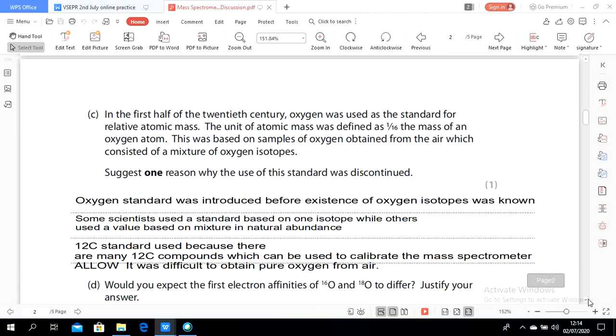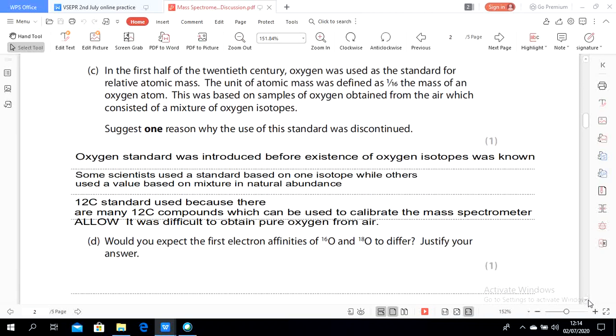And then next, in the first half of the 20th century, oxygen was used as the standard for relative atomic mass. The unit of atomic mass is defined as 1/16 the mass of an oxygen atom. It was in the first half of the 20th century. It was based on oxygen, but what we are doing right now is based on carbon. Suggest one reason why the use of this standard was discontinued.